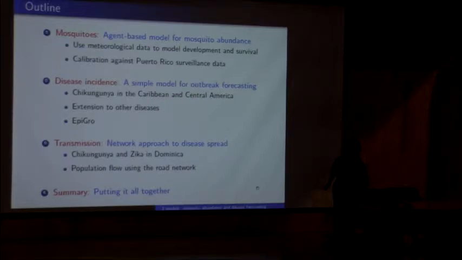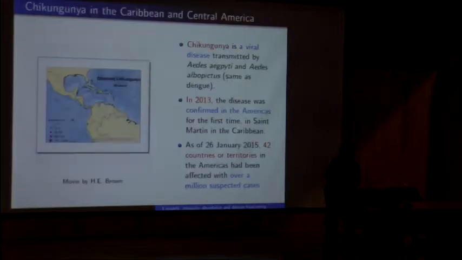Now I'm going to move to a simple model to describe disease incidence. Again, incidence is the number of cases reported to the health services when you have an outbreak. I will be talking about, as an example, chikungunya in the Americas. And I have a little movie here, so let me tell you what it does.